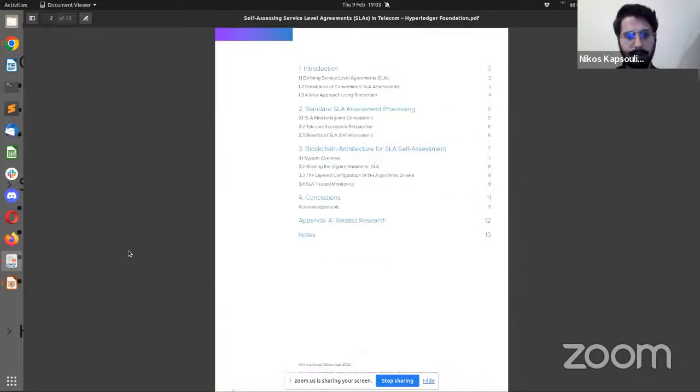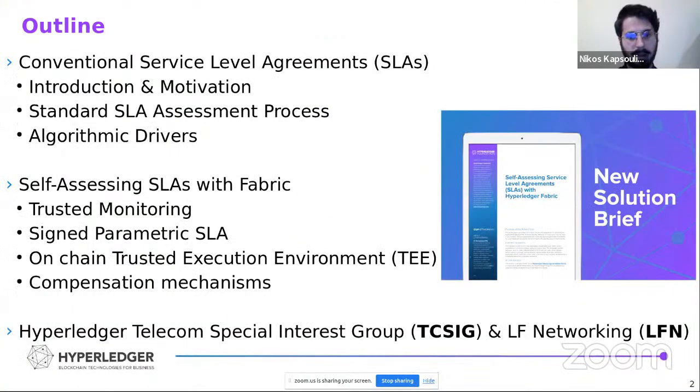Briefly, just the table of contents of the solution brief. We approach in the beginning the conventional SLA, the standard SLA assessment, and how it is done now. From a telecom perspective, the SLAs and how they are deployed for different vendors and services on the ecosystem. And later in the white paper, we see the architecture that we propose and the unfolding of the operations. So let me jump to the slides. I believe I'm okay now, you can see.